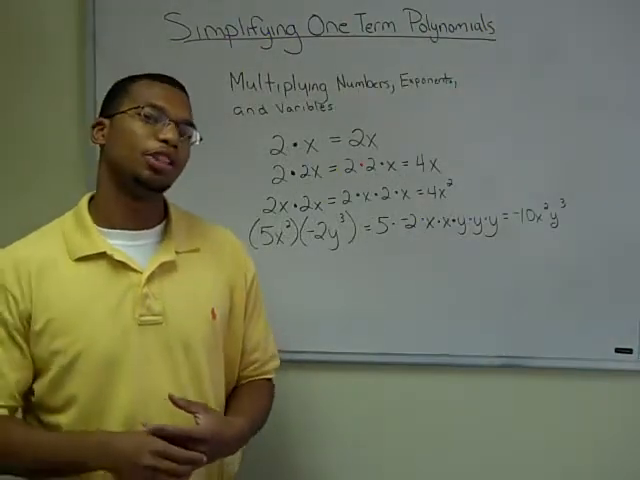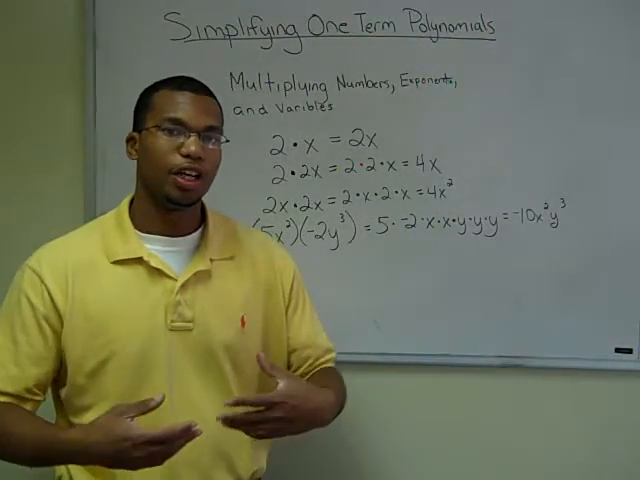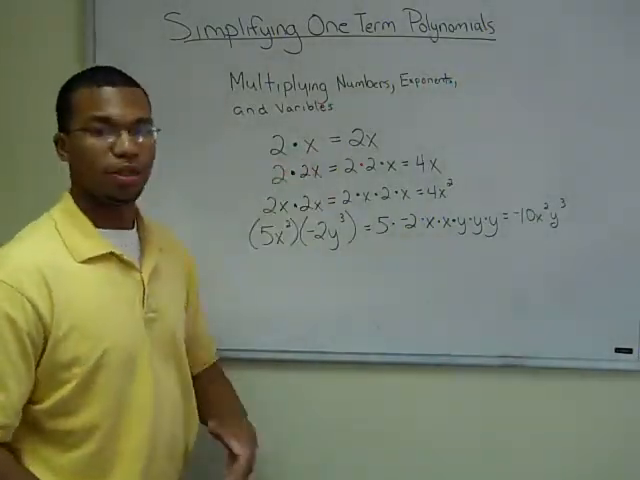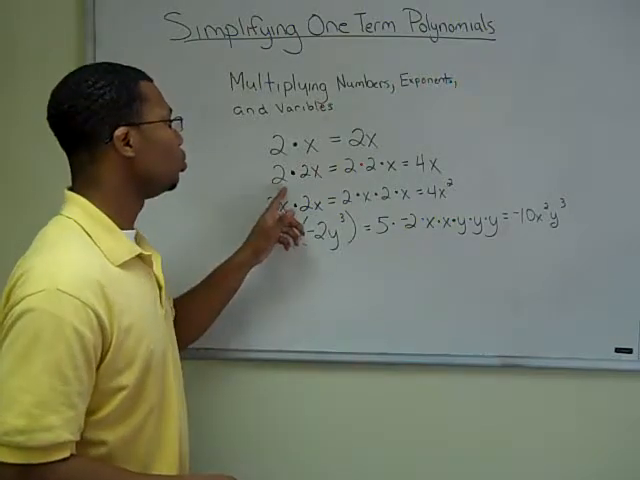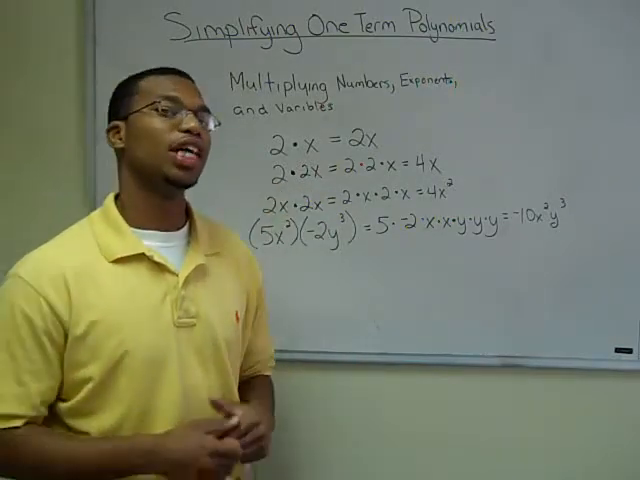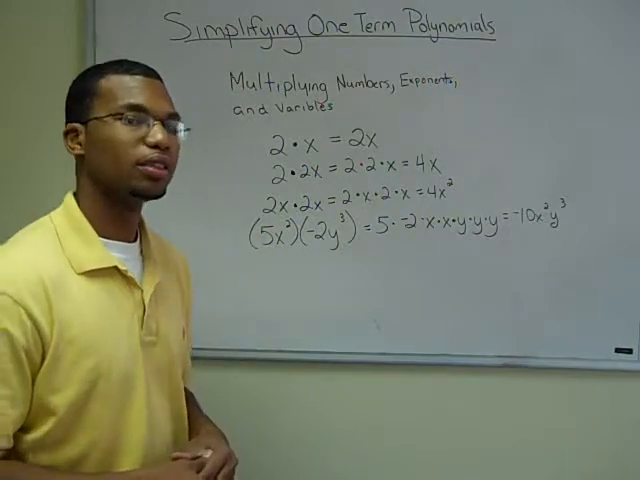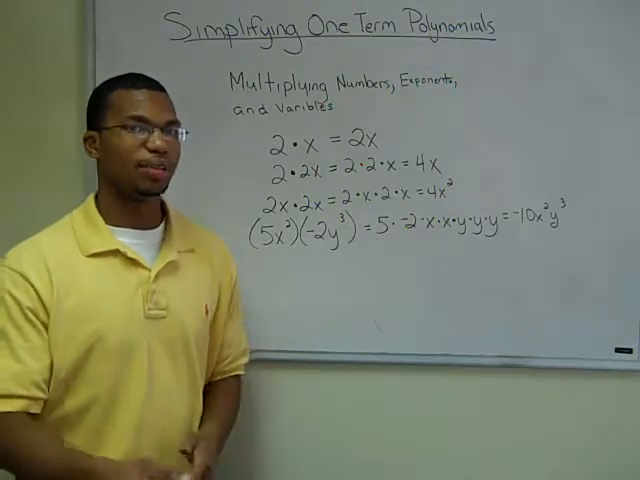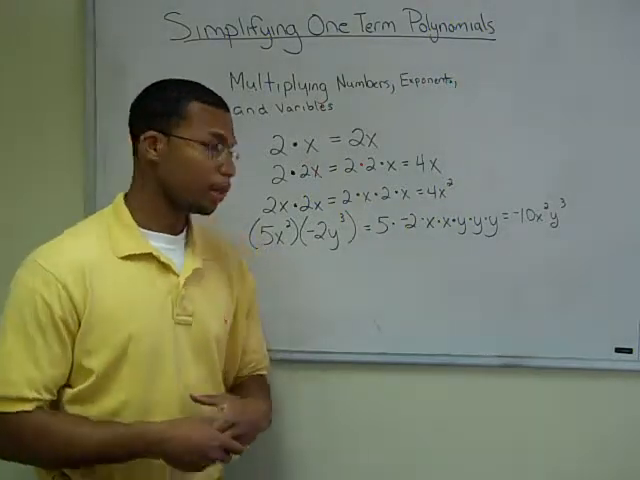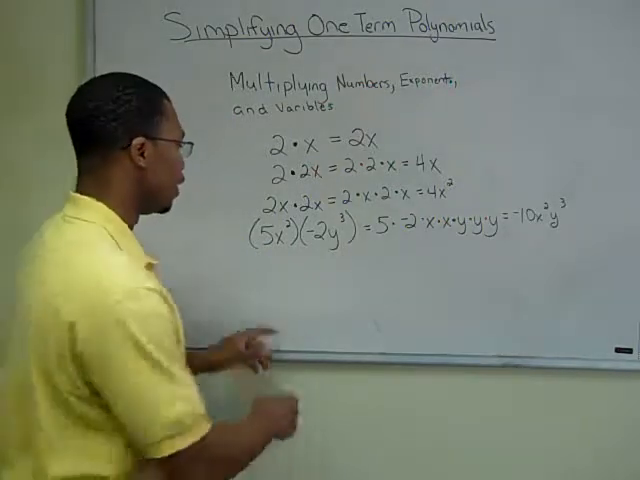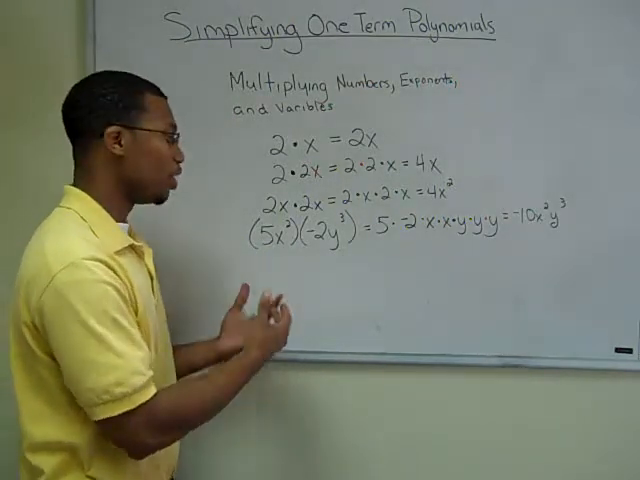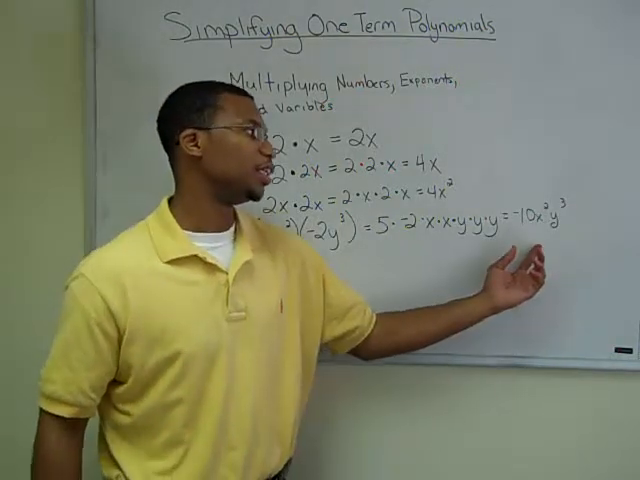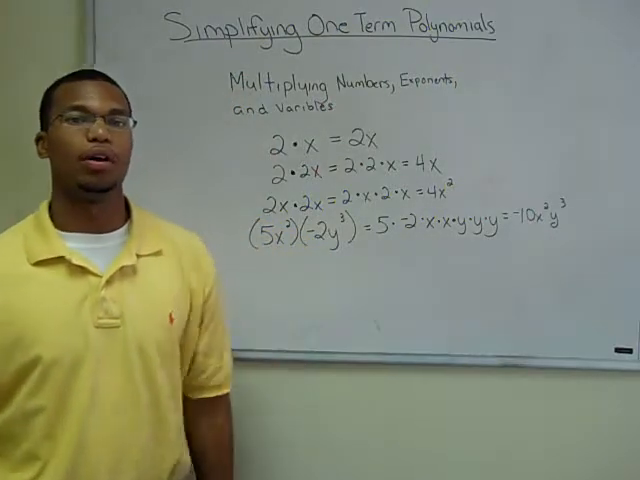Now we're going to combine multiplying the exponents and the variables and now put numbers with it. So in our first example, 2 times x is equal to 2x. 2 times 2x is the same as 2 times 2 times x, which gives us 4x. 2x times 2x is the same as 2 times x times 2 times x, which gives us 4x squared. And here's the big problem. 5x squared times the quantity of negative 2y to the third power is going to give us negative 10x squared y to the third power.